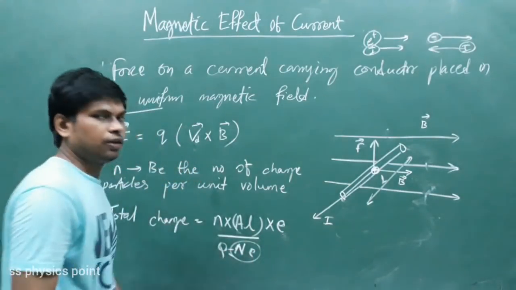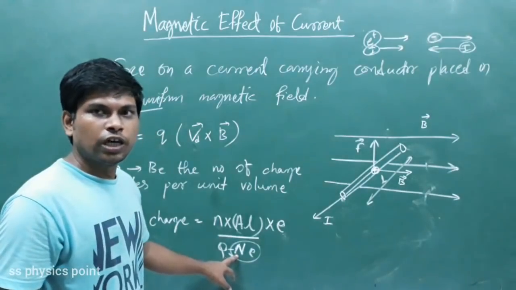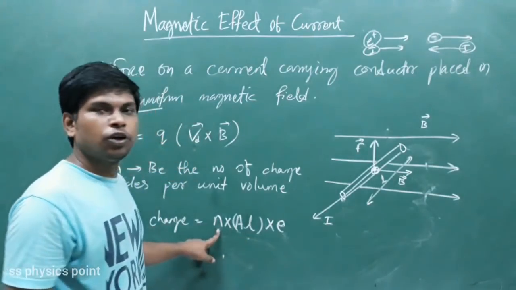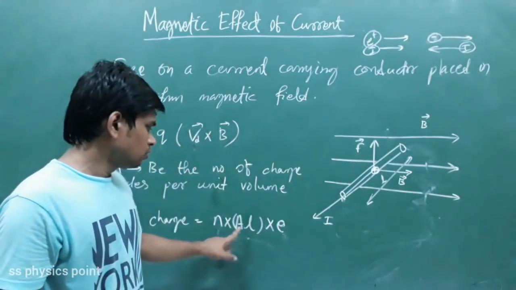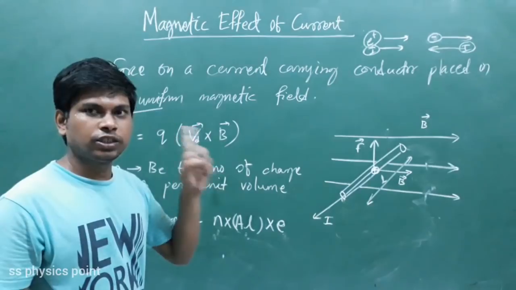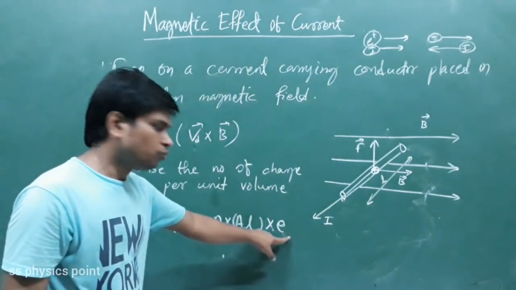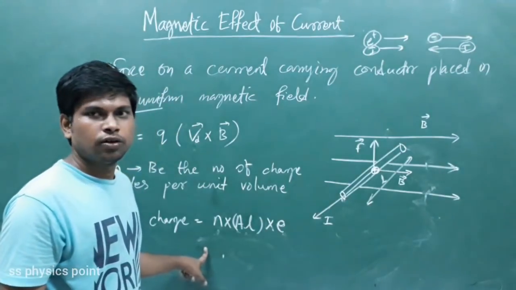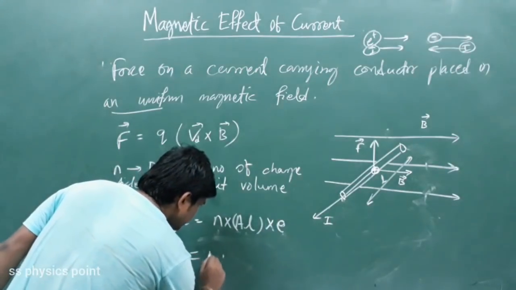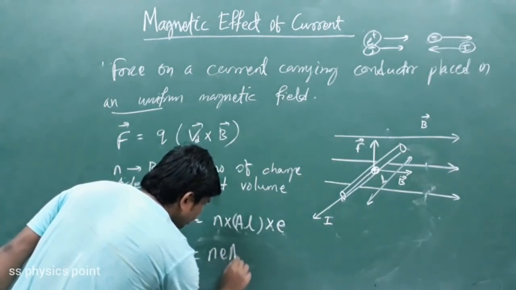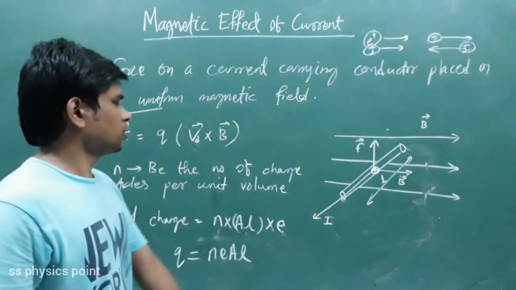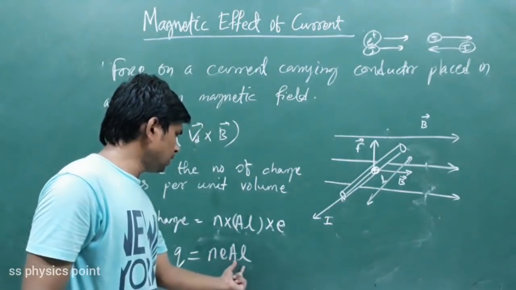Quantization of charge you have studied: N into E, where N is the total number of charge particles. So how do we calculate the total number of charge particles? Per unit volume there are n charge particles, so in the total volume there are nAl charge particles, and the charge of each particle is E. So this is the total charge, that is Q, NeAl. The charge in this conductor is NeAl.